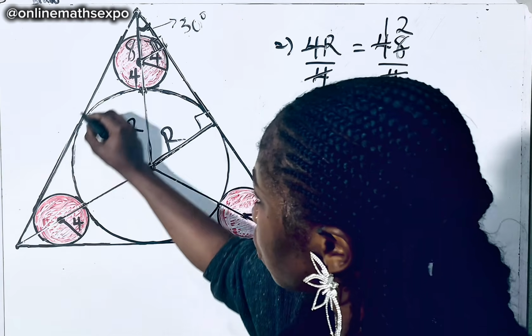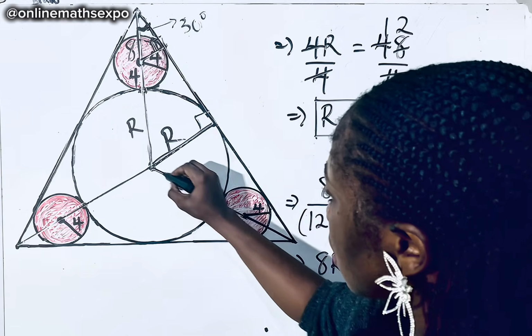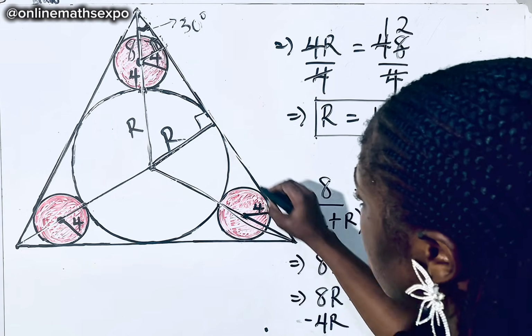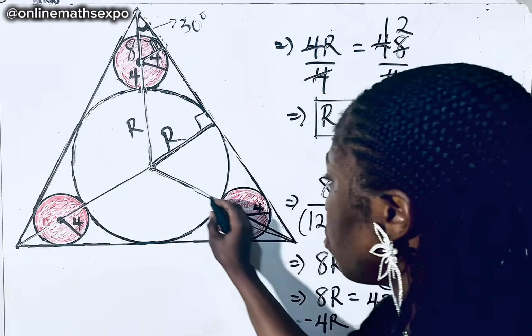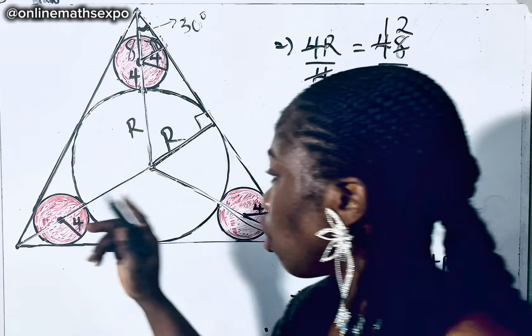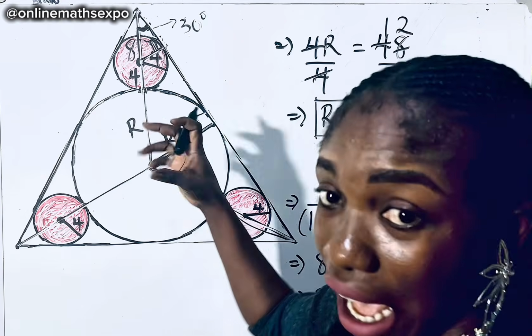Did you see these 3 triangles? This is the first one. This is the second triangle, and this the third triangle. So we have been able to form 3 triangles, and you also observe that these 3 triangles are equal.